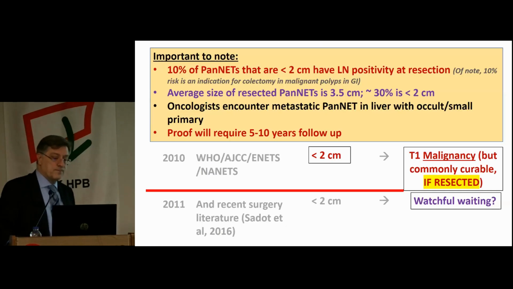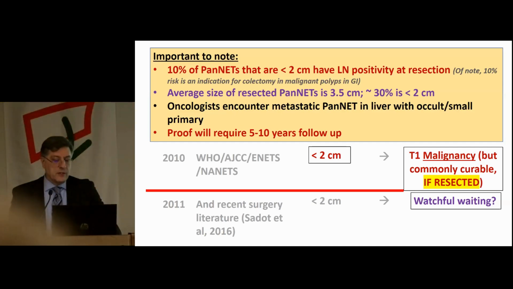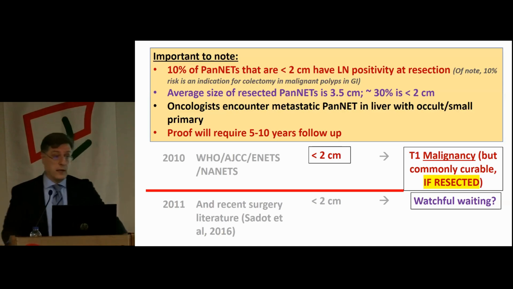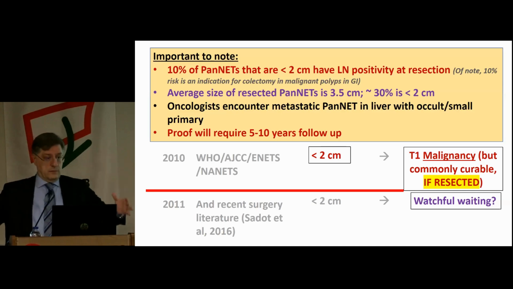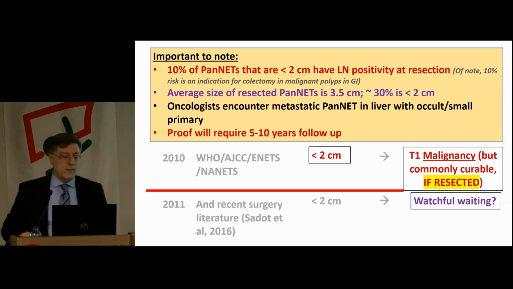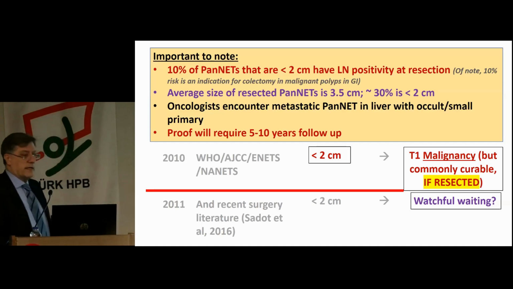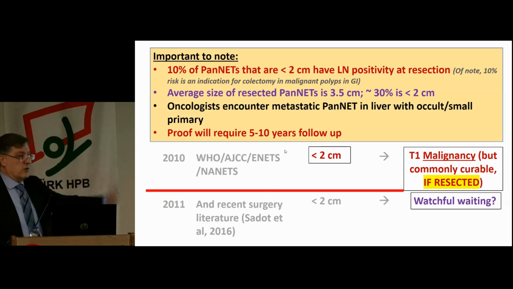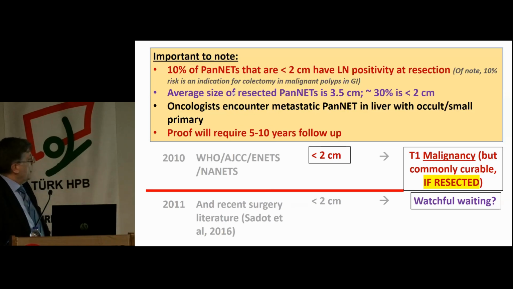And more data on these. If you look at the lymph node positivity rate in resected PanNETs smaller than 2 centimeters, in our database it is about 10%, in some databases up to 15%. So this is a PanNET smaller than 2 centimeters. For whatever reason, resection has been performed. About 1 in 10, 1 in 6 will have lymph node metastasis, even right there and then. So it has already proven its malignant nature.